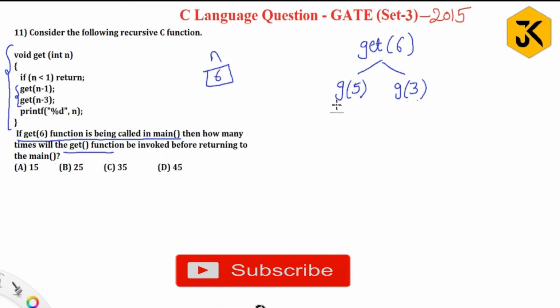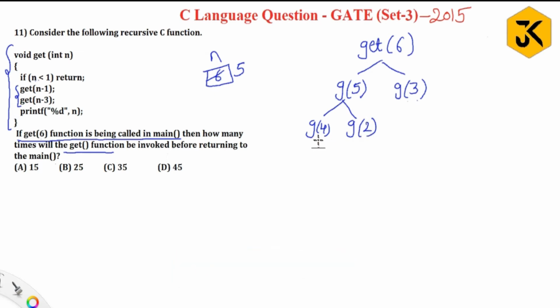Now get of 5 is called by passing the value 5. Is 5 less than 1? No. Get of 5 minus 1, that is get of 4, and get of 5 minus 3, that is get of 2. After successful execution of get of 4, get of 2 will be called. Get of 4: the condition 4 less than 1 fails, so it executes get of 4 minus 1, that is get of 3, and get of 4 minus 3, that is get of 1. Means this get of 1 will be executed after successful execution of get of 3 only.